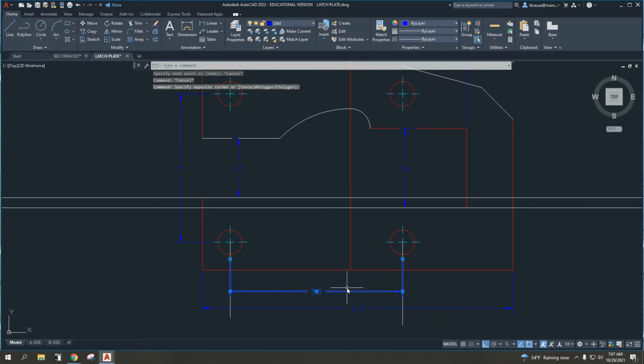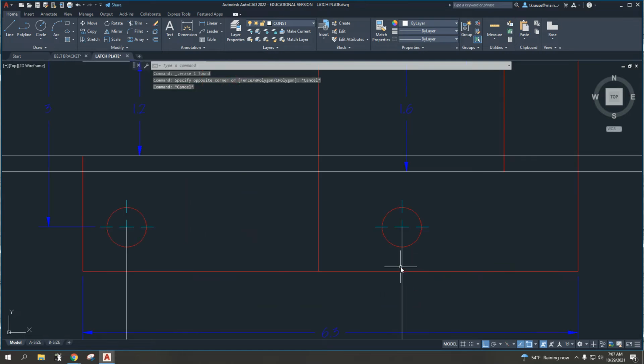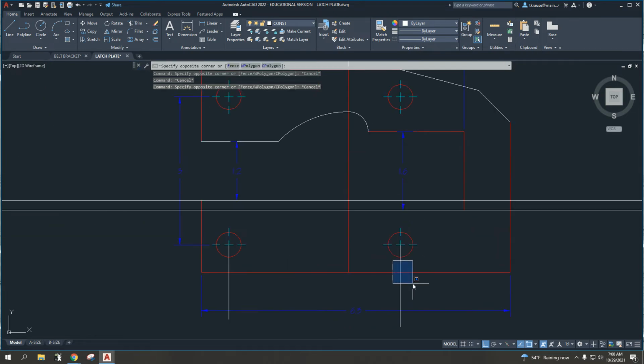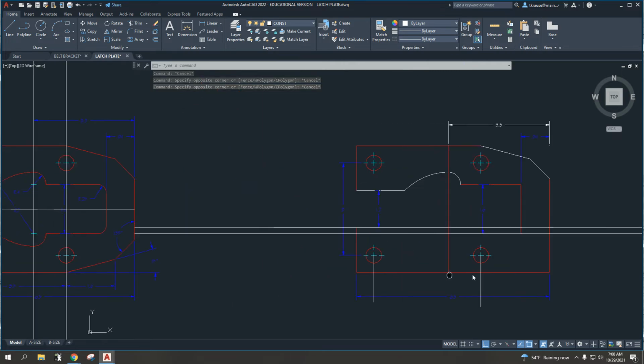Okay, let me get rid of that dimension there for clarity. So what I need to find is this intersection point that's occurring right here. Okay, I had to do it up top. You have to do it down below. If you know where the centers of these circles are, you'll know where that intersection point is.